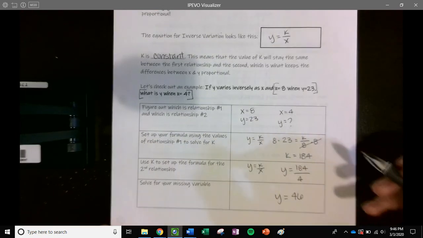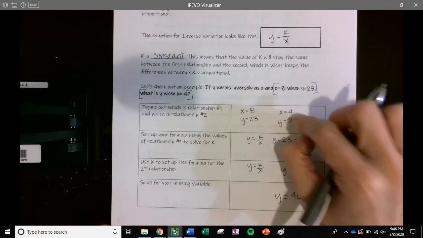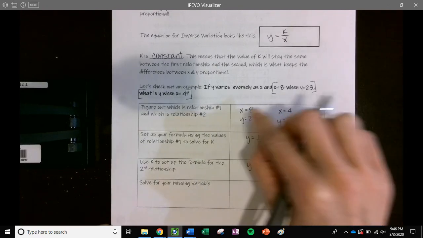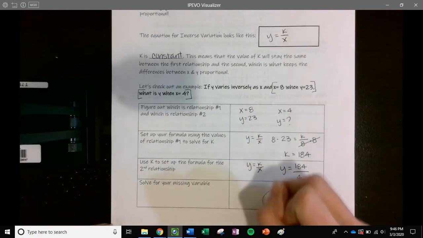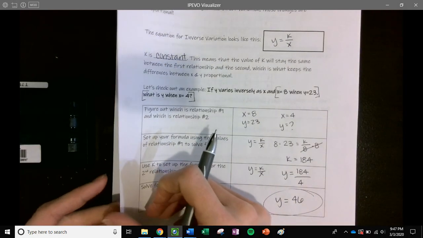So was this a proportional change? We went from 8 to the smaller value of 4. So our x's got smaller, which means our y should have gotten bigger. We went from 23 to 46. Looks good.